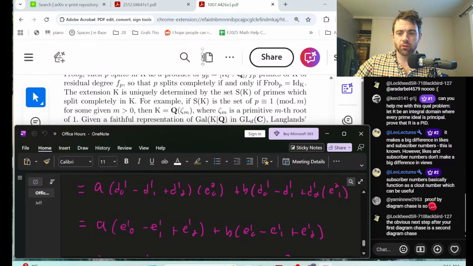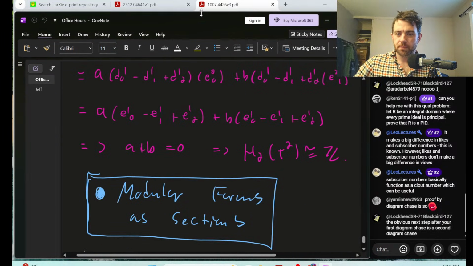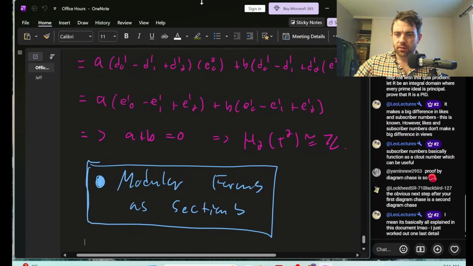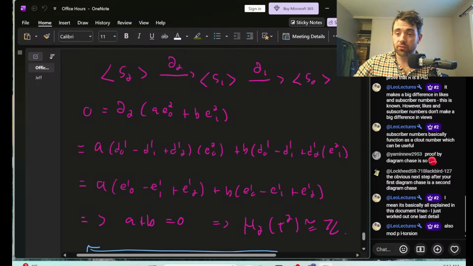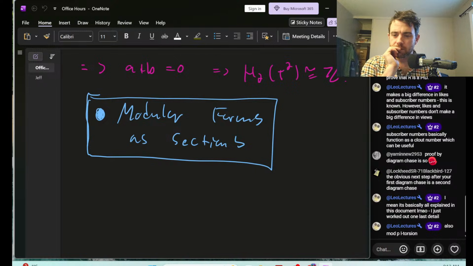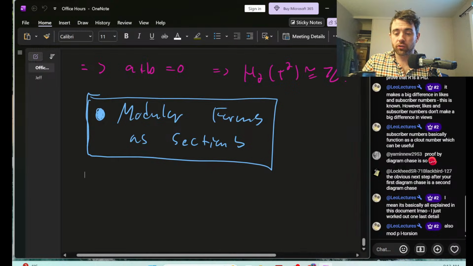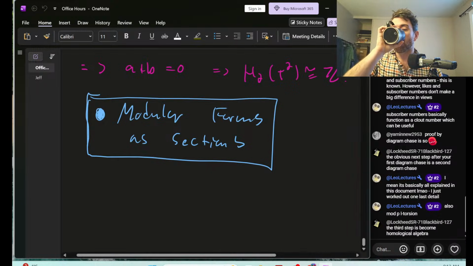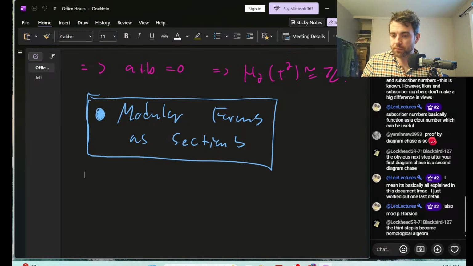Yeah, I mean, why are you spouting slander in the chat here? However, likes and subscriber numbers don't make a big difference in views? Really? Subscriber numbers basically function as a clout number. Oh, it's explained in the document. Okay. The third step is become homological algebra. Exactly. And that's the end of the road.